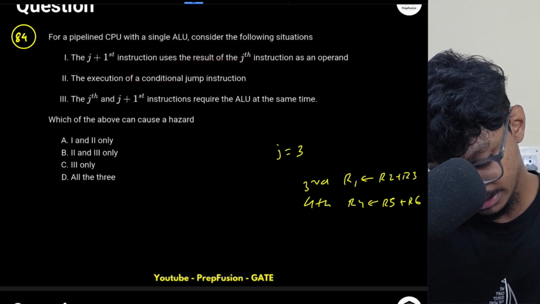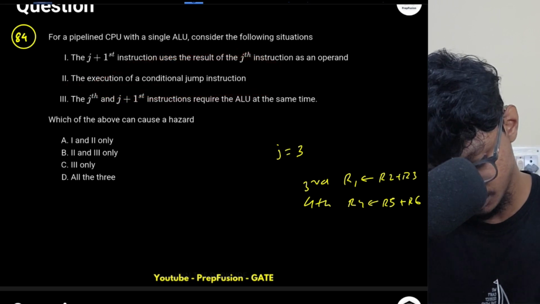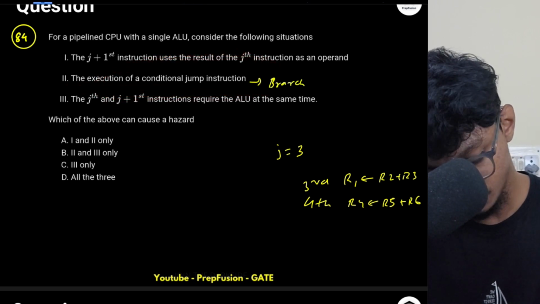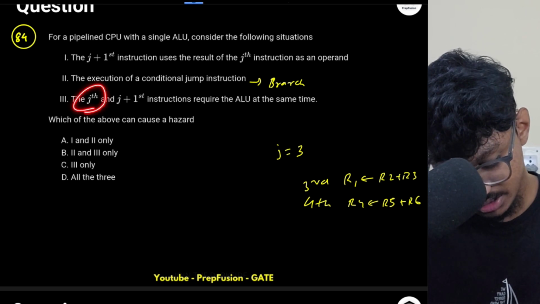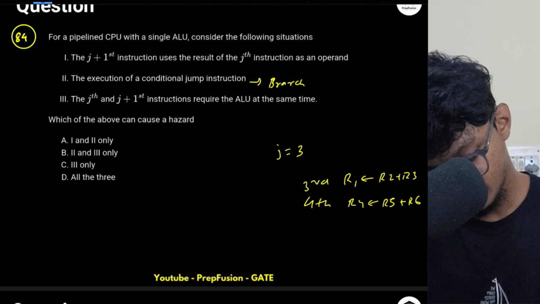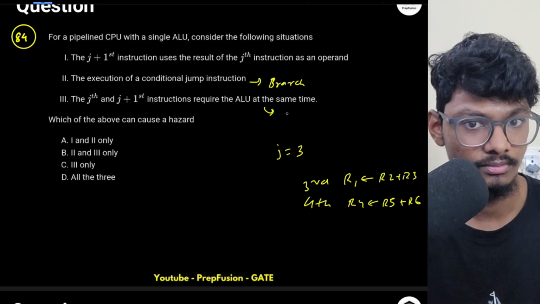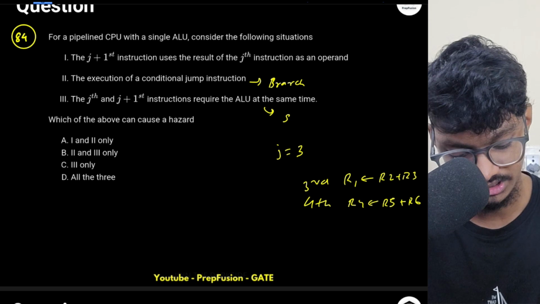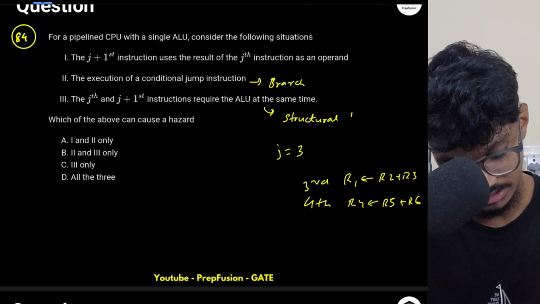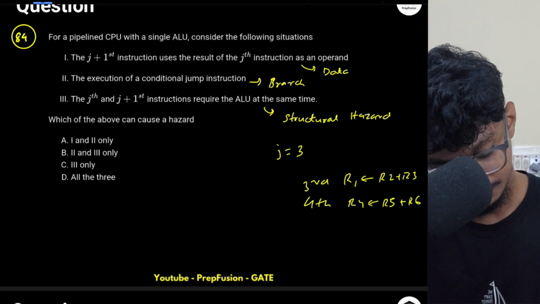Okay, the next situation is the execution of a conditional jump instruction. So this is a branch type instruction, right? Branch control hazard can happen. The jth and j plus ith instruction require the ALU at the same time. This is basically resource conflict, right? This is like a structural hazard. And this is data dependency.